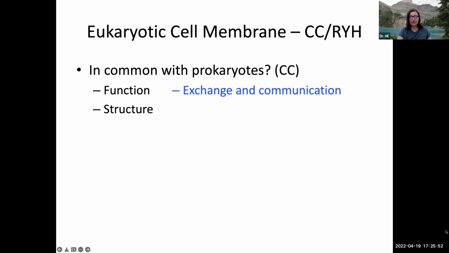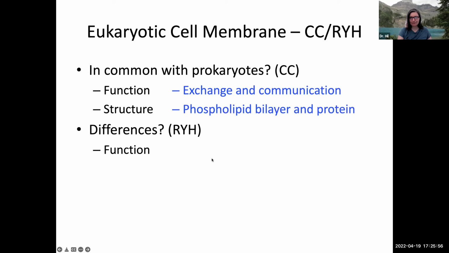That's right. So it is a phospholipid bilayer and has membrane proteins in it. Now there are some differences. Raise your hand if you know of any differences between these two membranes, either things that the prokaryote can do that the eukaryote can't, or the eukaryote can do the prokaryote can't, or structural differences. But let's start with functional. Gabby, what would you say is different?